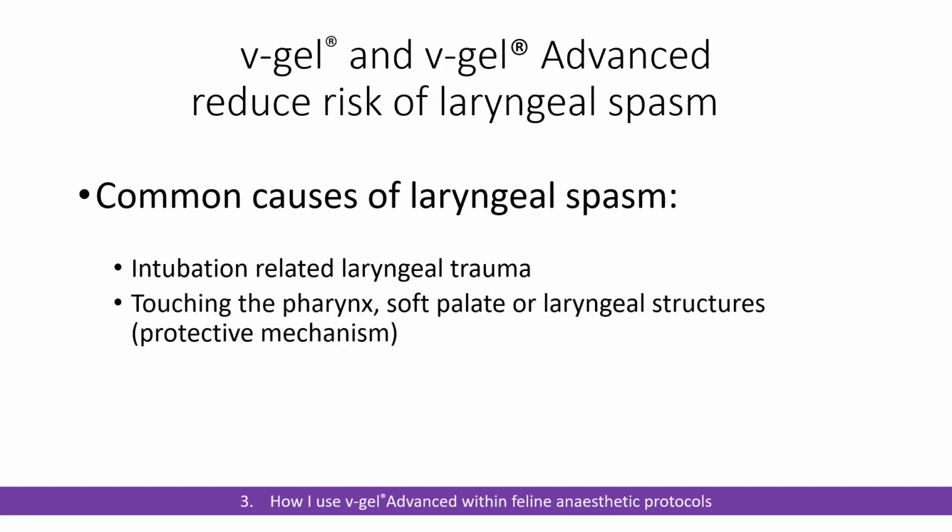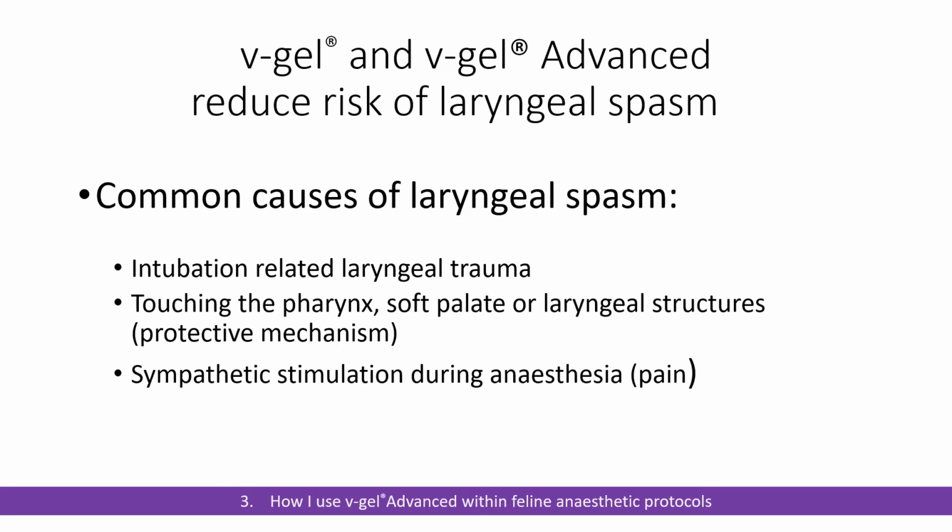However, if you touch the pharynx or soft palate or the laryngeal structures, anything towards the back of the mouth and the upper airway, the larynx will activate this laryngospasm as a protective mechanism. And of course, both V-gel and V-gel advanced devices do touch the pharynx and the soft palate as they move through, so laryngeal spasm is something that we should be considering. The third thing to think about is sympathetic stimulation during anaesthesia, or pain, as you might think about it. That is something to consider with both a V-gel or V-gel advanced anaesthetic and also an intubated anaesthetic.